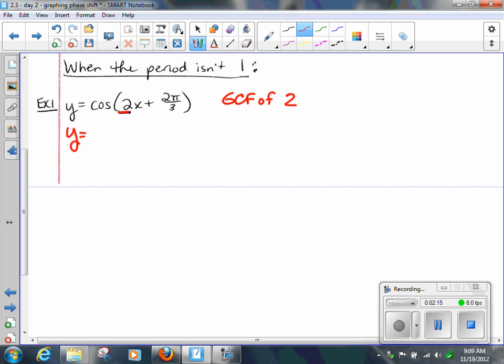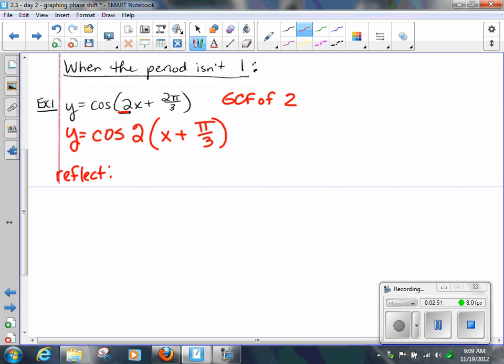We're going to rewrite this as cosine 2 times the quantity. This is the weird part because of the fraction at the end. It's going to be x plus, when I take out a 2, what's that going to leave with this 2 pi over 3? It's going to leave pi over 3. Now that one's easy, but sometimes they're jacked up. That one's not difficult at all. Now we can go about graphing this.